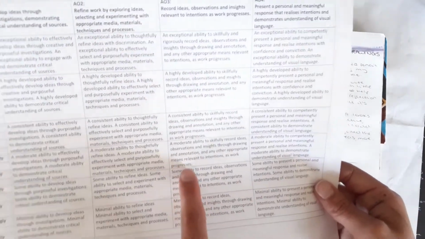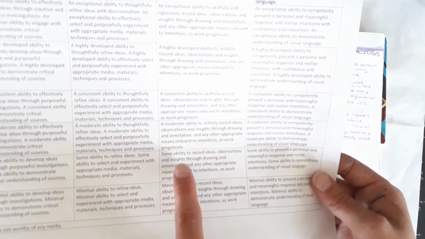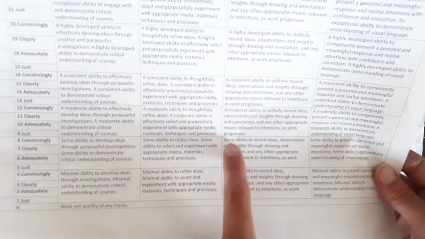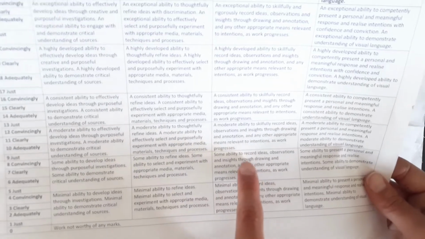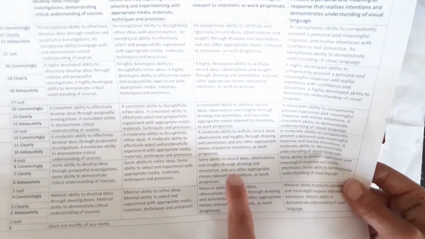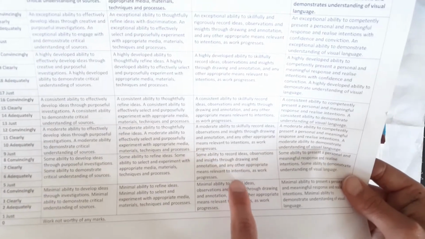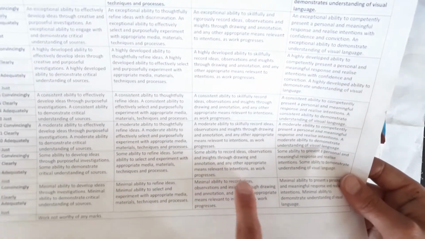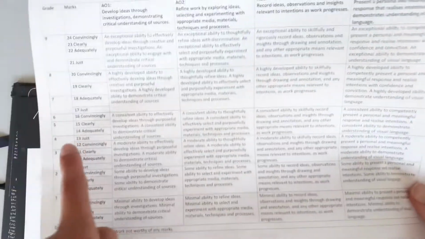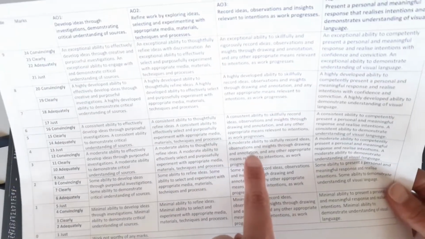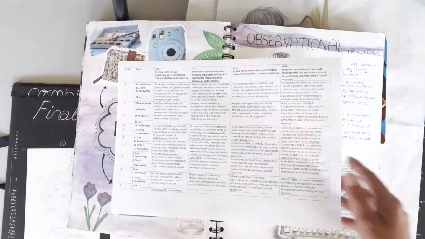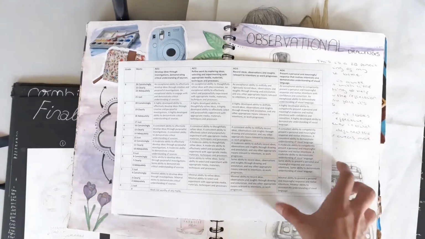If we go further down here, for example, limited ability, I'm really talking about a grade 2 here. So some ability to record ideas. It doesn't even mention skillful. It's just saying simply to be able to record ideas relevant to intentions as work progresses. When we're talking about coming into a grade 3, that's when it requires some sort of skillful recording, and that doesn't mean that it has to be realistic. Skillful does not mean realistic.